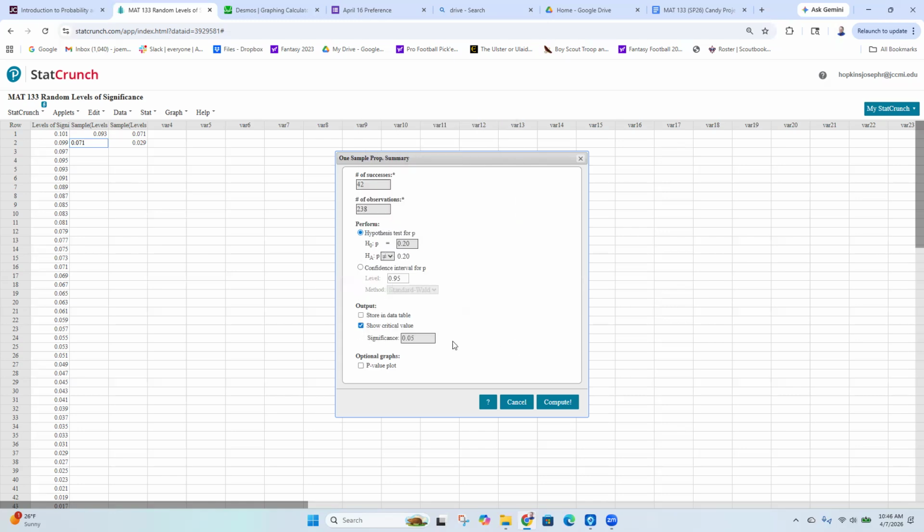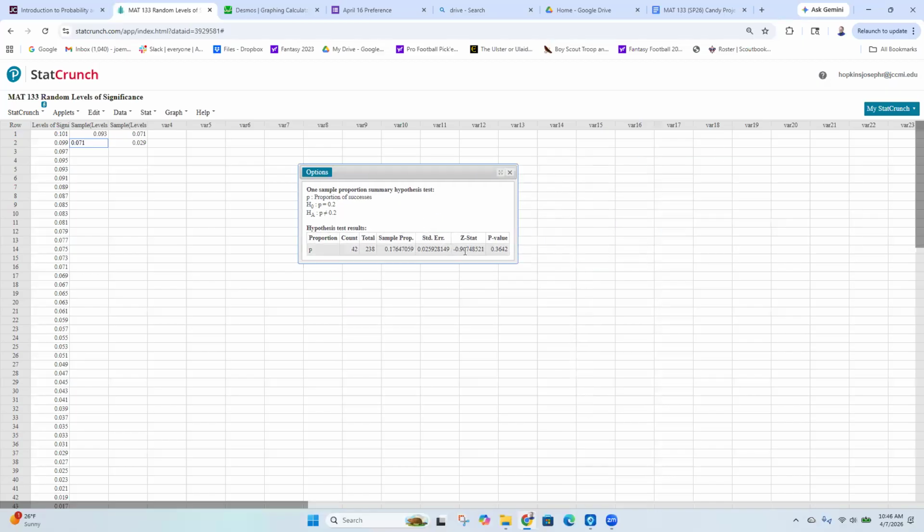Not going to click this button. We'll show you why that is in a second, but anyway, let's do compute. And here's our results. So my Z stat is negative 0.9075. We'll probably get away with 3 decimal places on that. I probably don't need 4. And then my p-value, I'll need that for step 4.